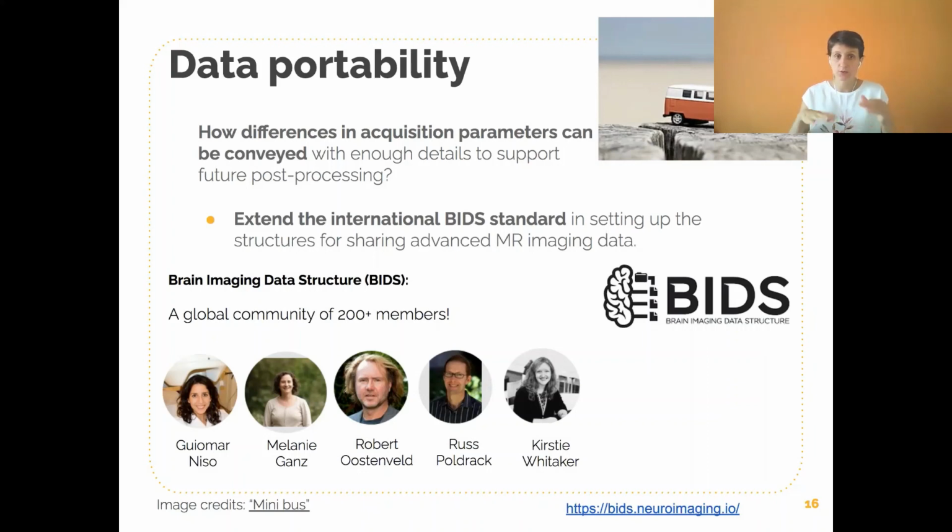So BIDS stands for Brain Imaging Data Structure. It's a very nice community with more than 200 members right now. So I've only put the picture of the current steering committee. Initially, BIDS started with MR, they've then extended to EEG, MEG. They're working on PET. So it's really a community that is very active and a nice place to try and see how we can build standards for advanced MR biomarkers.